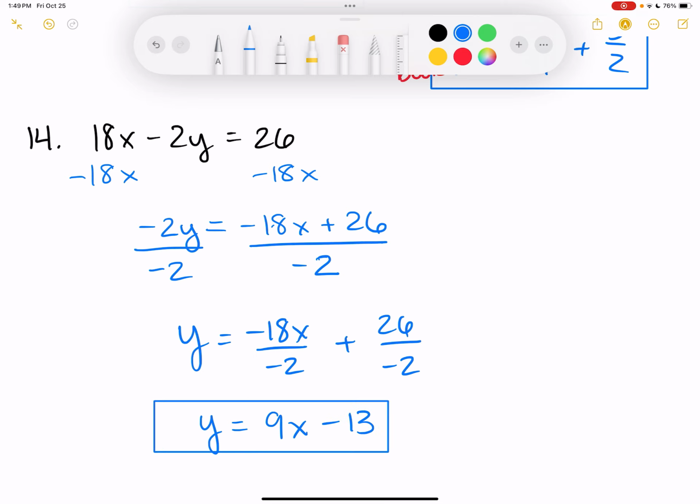If it's something that can be reduced, so these were both even, and this is clearly an even number, specifically something that's divisible by 2, you should reduce it down. You'd only lose like 1 point if you didn't reduce it, but you should.